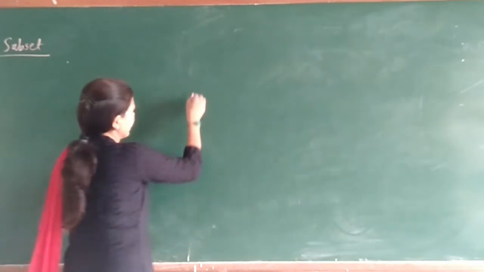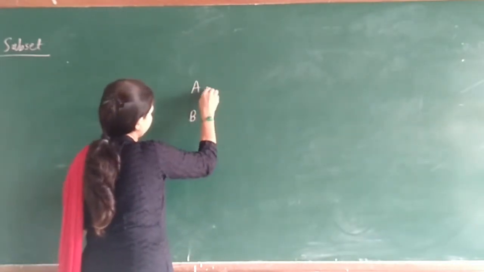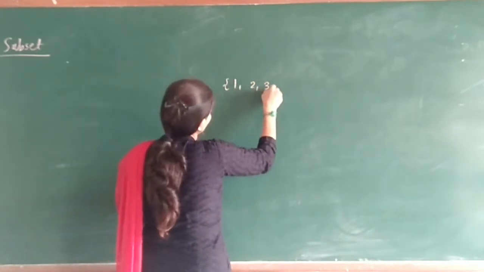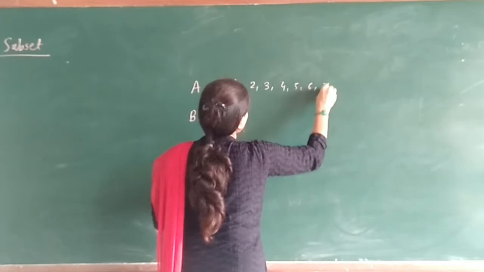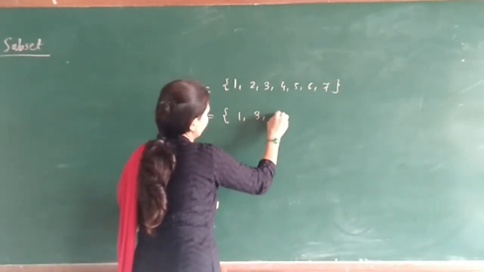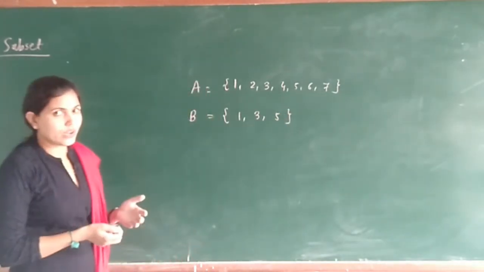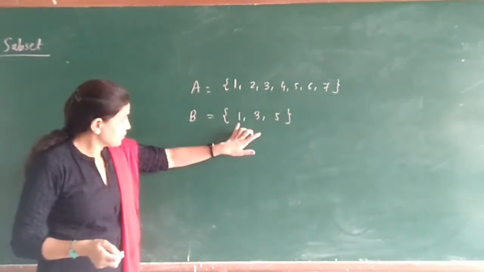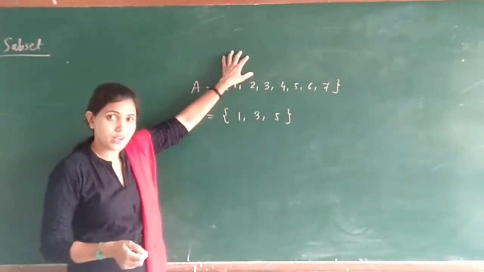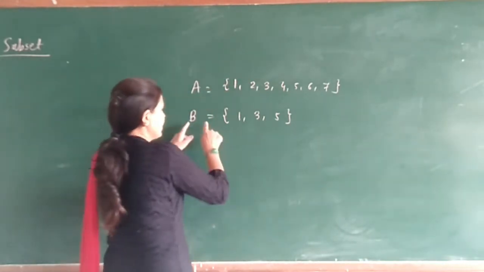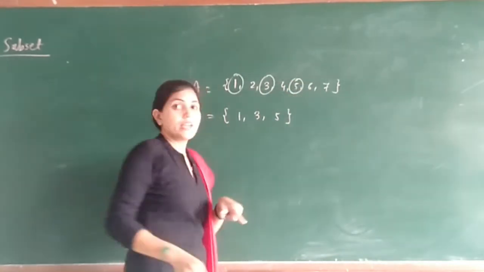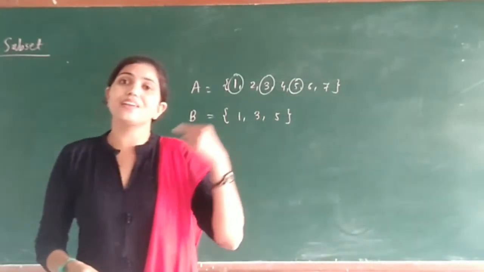So for that, I am considering two sets A and B. A have an elements 1, 2, 3, 4, 5, 6 and 7. Whereas B have some other elements 1, 3 and 5. So I am going to ask you some question. Are 1, 3 and 5, जो B के सारे एलिमेंट, क्या वो A के अंदर दिख रहे हैं आपको? Is all the element of B are in A also? So you can see 1, 3 and 5. Yes, all the elements of B are in A.